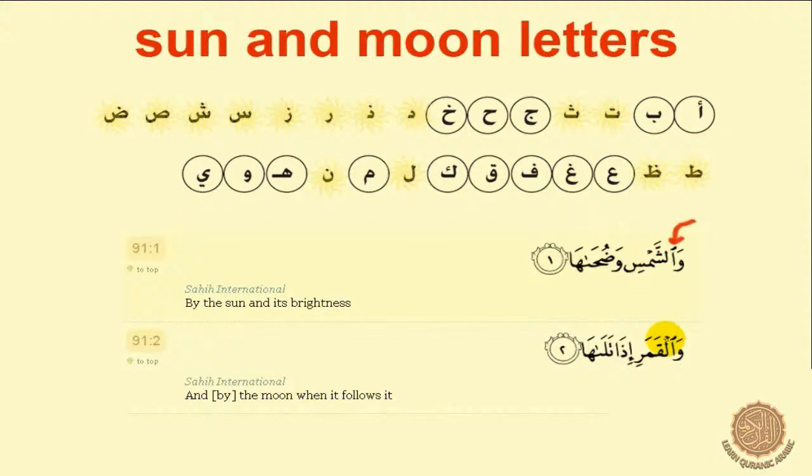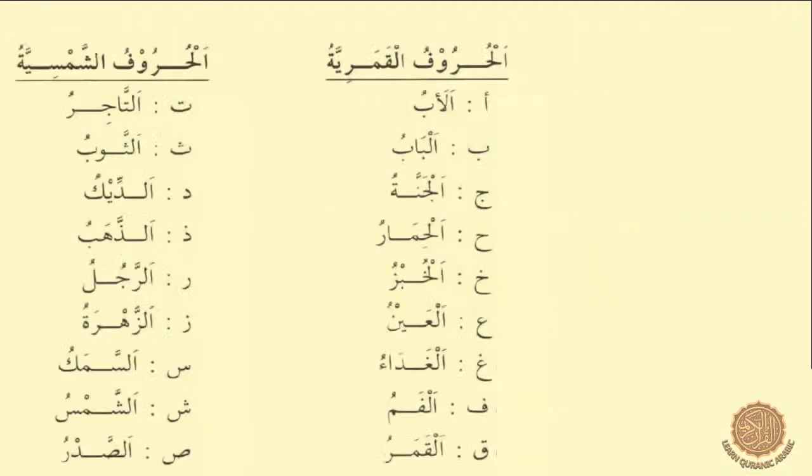Now in the Mus'haf, when the lam is not pronounced, it doesn't have any sign on it. It's written, but there's no sukoon. But here it's wal-qamari idha talaha. So the qaf is from huruf al-qamariyah. Now let's take examples of this, inshallah. Here we have the moon letters, and here we have the sun letters.